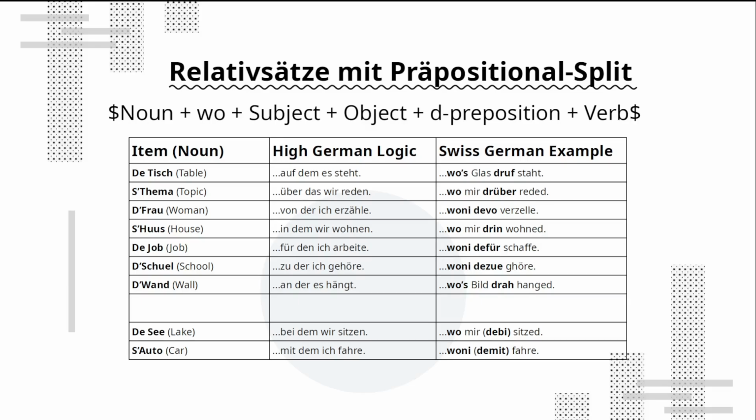Das Auto, the car, mit dem ich fahre, with which I'm driving, wo ich damit fahre. Now here as well, you could say wo ich damit fahre because I say that you can use that word. It doesn't really sound that strange, but usually it gets shortened. Das Auto, wo ich fahre. You don't have to say that you're driving with it because it already implies you're driving with it.